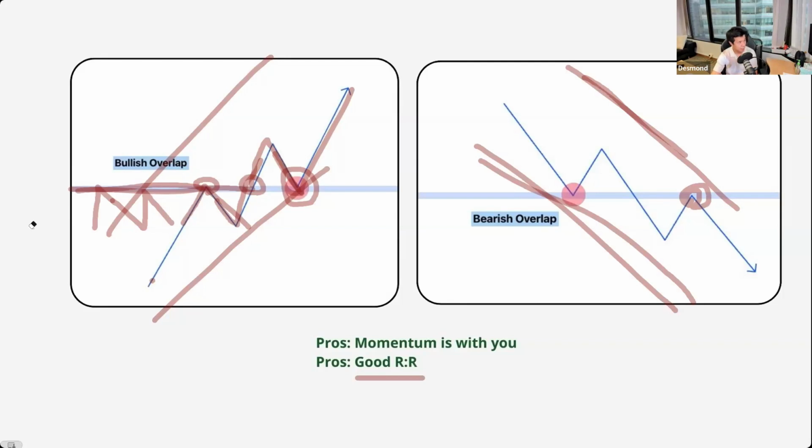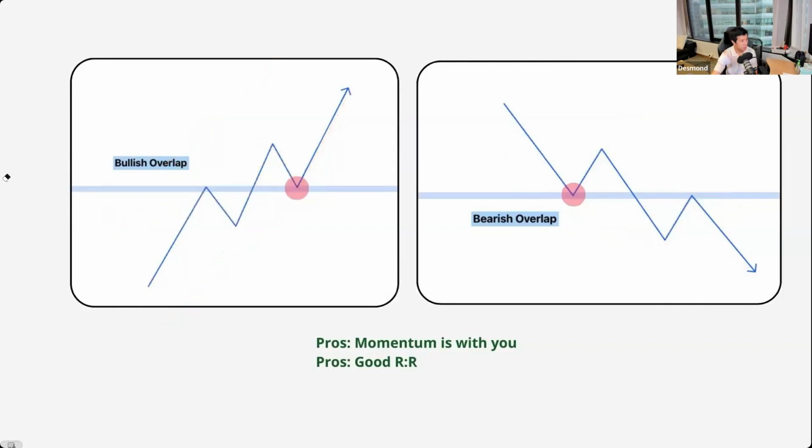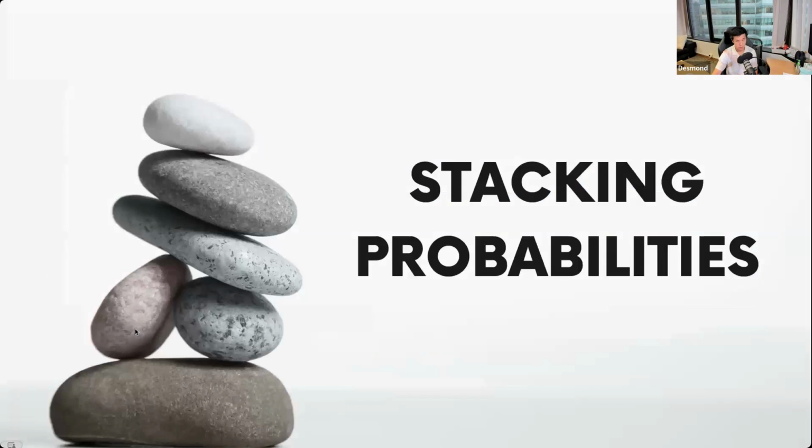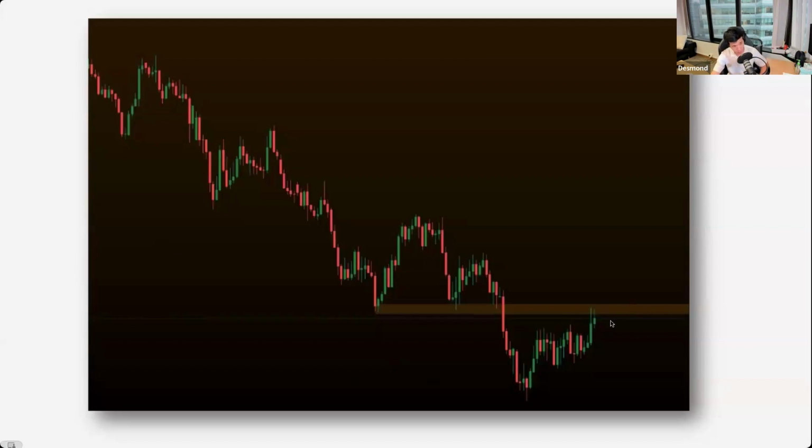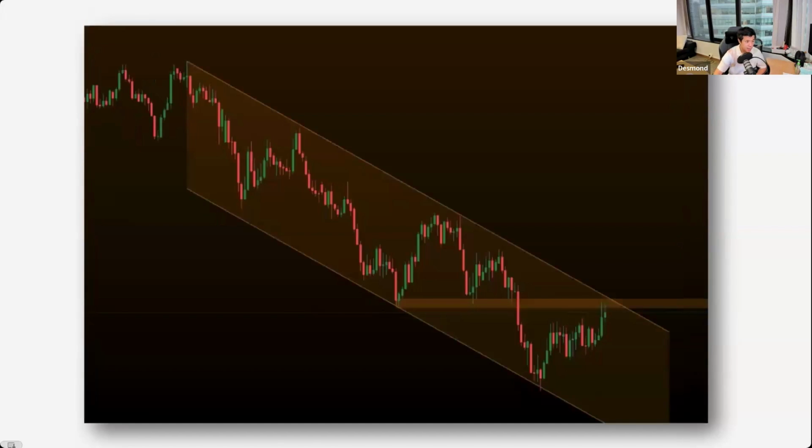Now let me show you guys over here. So this is what I mean by it. I call it stacking probabilities. What I mean by that: this is what I showed you previously. This is a bearish pullback, price is pulling back to this level over here. Now, by itself, it's only the bearish pullback, but wait, it also happens to be in line with a channel, bearish momentum. So we got resistance and we got bearish momentum.